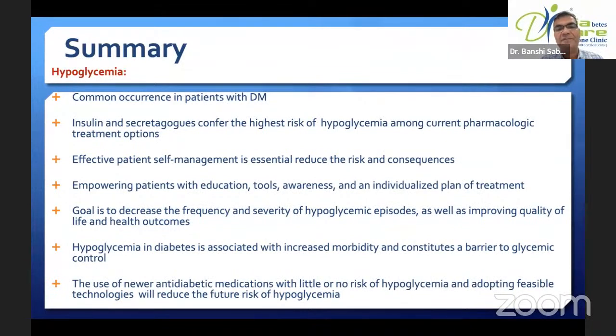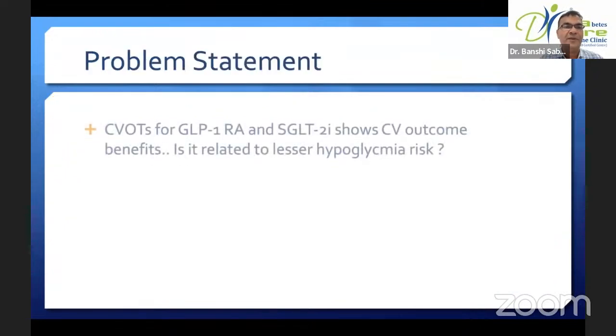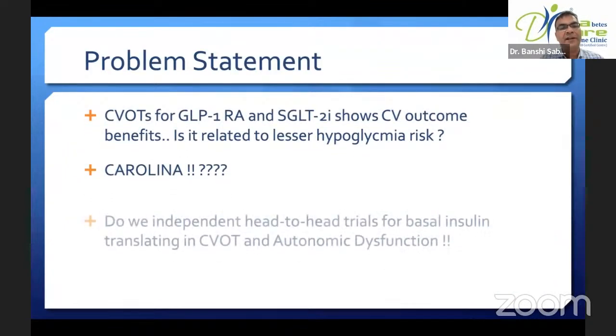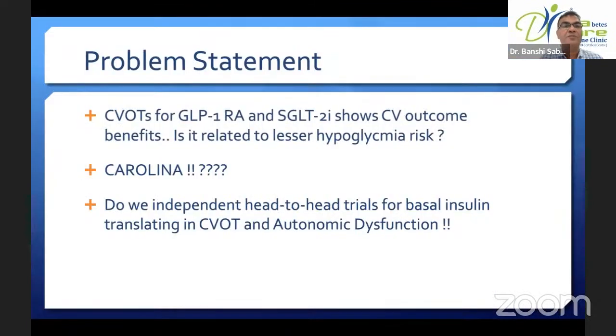Hypoglycemia in diabetes is associated with increased morbidity and constitutes a barrier to glycemic control. The use of newer anti-diabetic medication with little or no risk of hypoglycemia, and adopting feasible technology, will reduce the risk of future hypoglycemia. There are clinical trials, cardiovascular outcome trials, which show that even in patients at high risk of developing hypoglycemia, using a molecule which does not cause further hypoglycemia actually improves their cardiovascular mortality too. With this, I end my talk.